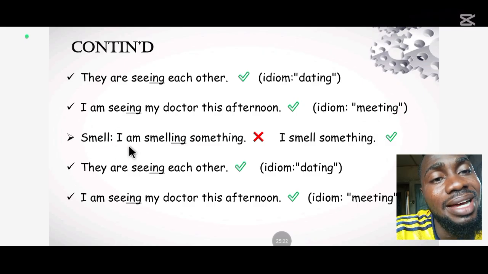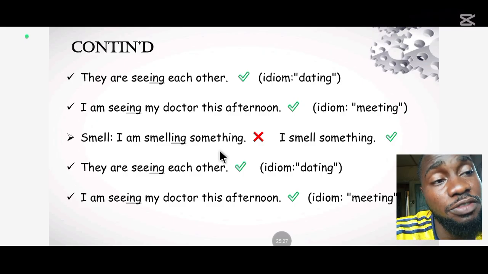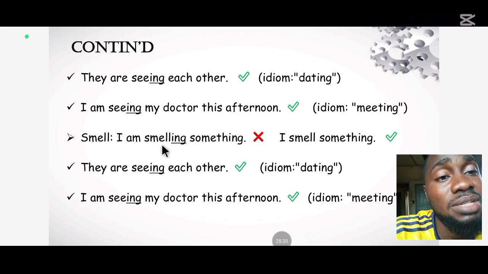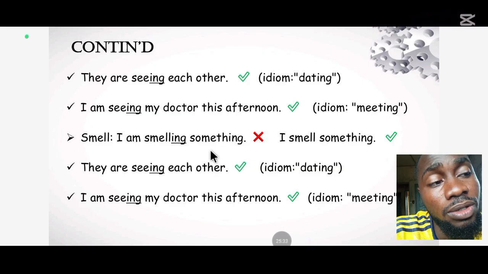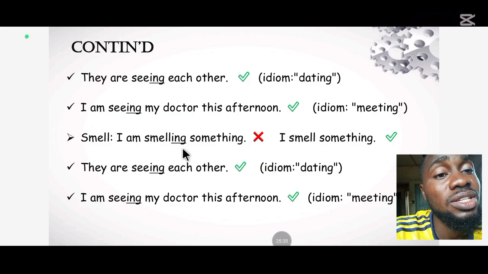Smell. "I smell something." Remember, smell is also part of the five senses of man. "I am smelling something." Is it correct or wrong? It is wrong because it's present continuous, and there's no such idiom. "I smell something" is correct. Instead, say "I smell something."